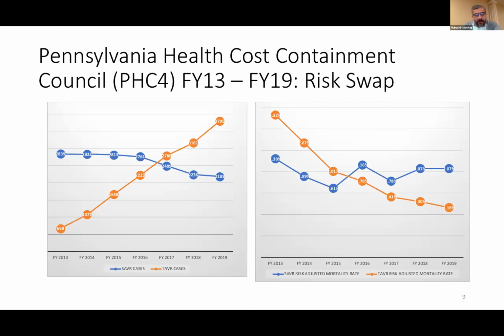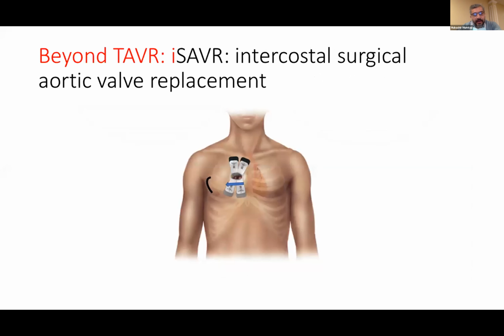In Pennsylvania, according to the Pennsylvania Health Cost Containment Council, you can see the trends as well. But interestingly, on the right side, you see that the mortality, both on the surgical and the TAVR side, continue to decrease. I think on the surgical side, because there was a risk swap, we handed off all the extreme risk and high risk patients to TAVR. And on the TAVR side, due to improved technical considerations and all of us getting comfortable with each other and the procedure itself.